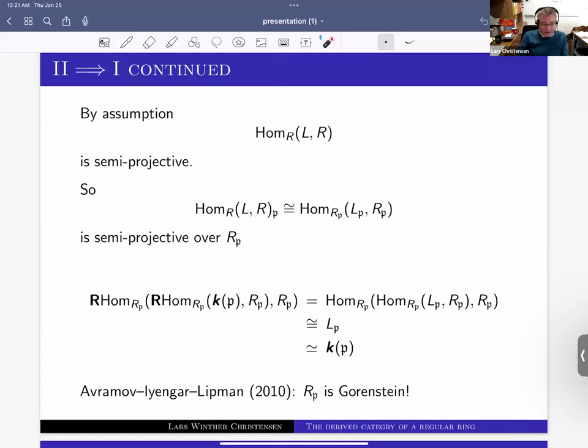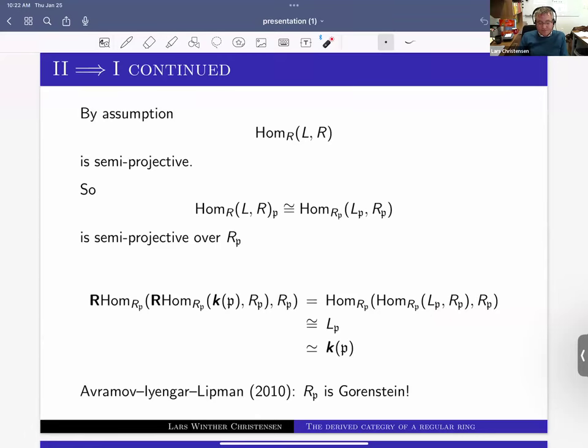Now, how does one compute the outside derived HOM? Well, again, now one needs a semi-projective resolution or replacement, whatever you want to call it, of this object here. But this object here is already semi-projective. So this means that this derived HOM here can actually be computed just as the double dual over R_P of this L_P. And now it's not even important that the ring is local. The important thing is that all the modules here are finitely generated free modules. So they are reflexive. They are their own double duals, just like for finite dimensional vector spaces, where the double dual space is isomorphic to the original one.